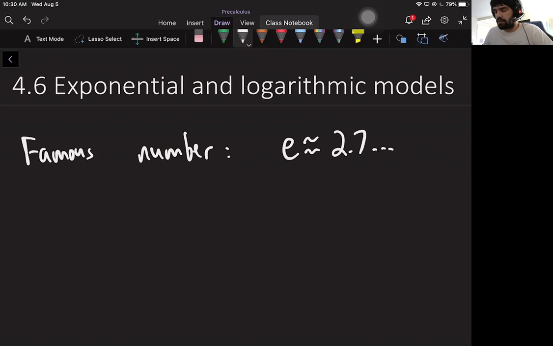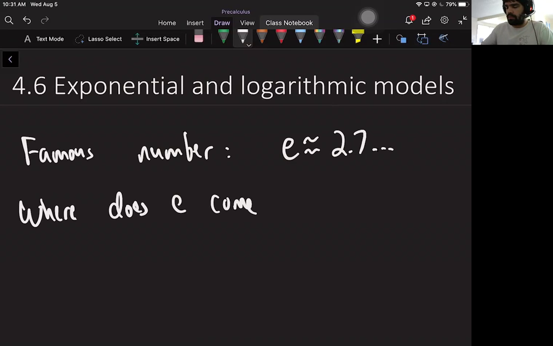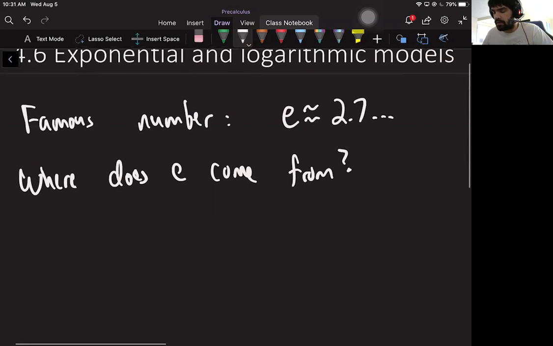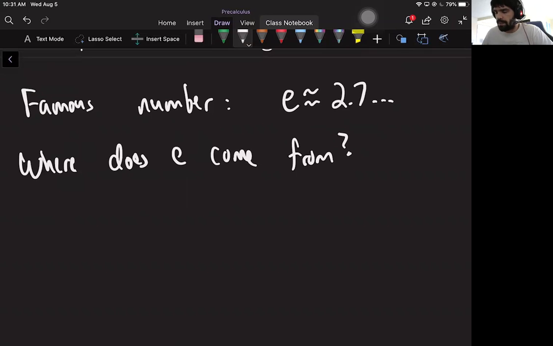And here's one way to figure out the number. So what we're going to do first is figure out where this number comes from. So where does E come from? We haven't used it yet, but it's going to show up a lot now, so we've got to know where it comes from. So here's one way to make it show up. Suppose you have $1 to start with, and your bank decides to give you 100% interest in 1 year.